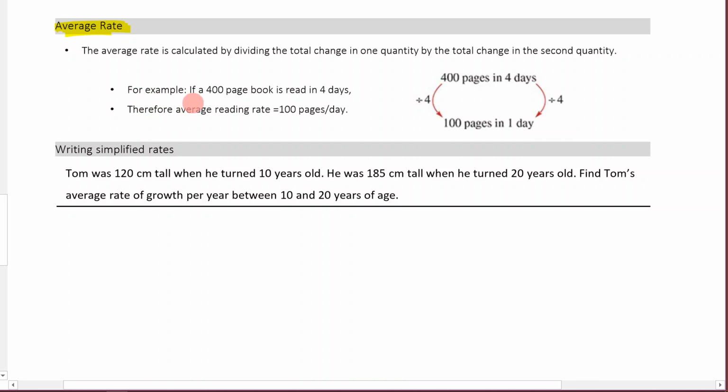For example, if a 400-page book is read in 4 days, you would say, therefore, the average reading rate is 100 pages per day. And you can see the working out that's going along here. 400 pages, 4 days. I divide both by 4 because I want this 4 days to become 1 day. So that ends up me getting 100 pages.